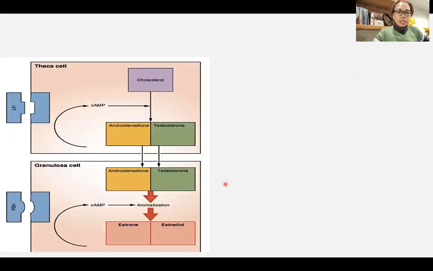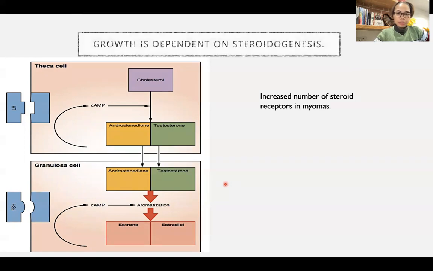Okay, so this is the pathogenesis of leiomyoma. There is noted to be an increase in the number of steroid receptors in the myoma. What steroid receptors are we talking about? It's the estrogen and the progesterone receptors. Now, the growth of the myoma is dependent on steroidogenesis.